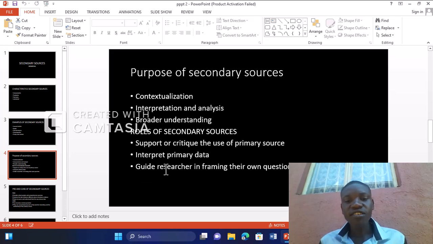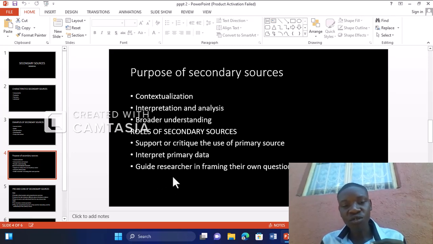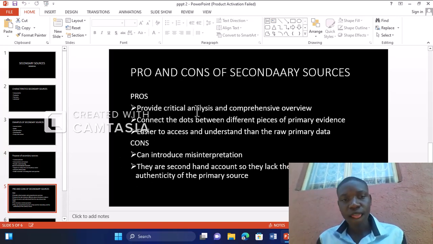Then they guide researchers in framing their own questions. Automatically the secondary source will guide researchers. If you get this knowledge, it will guide the researcher in framing their own question. For example, after a certain research, you will have questions and some critiques.